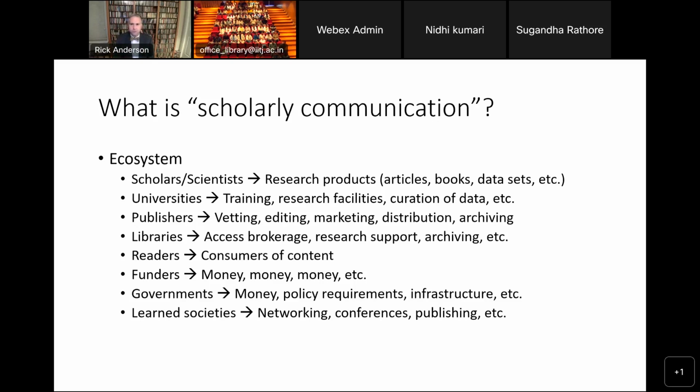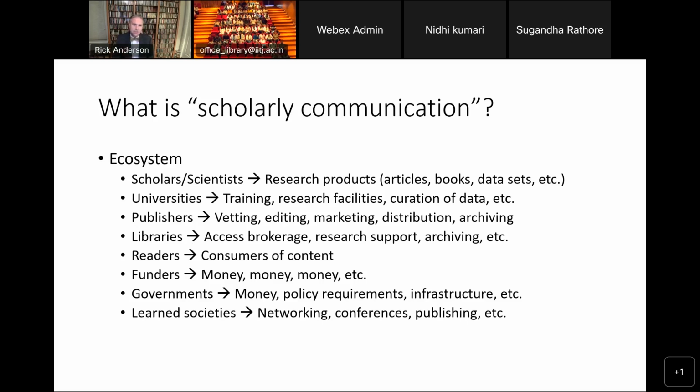And then, of course, funders. Research funders are a hugely important element of the ecosystem because they provide so much of the money that underwrites both the research and increasingly the publication costs of research. And again, we'll talk about that more in just a minute.